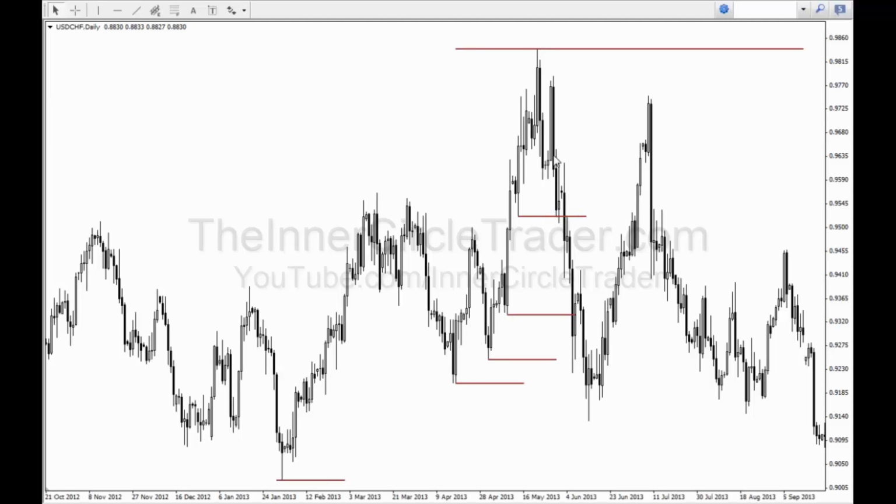This low here, price bounced off. This is pretty nice. Obviously, price came down into this low here, swept it just a little bit, and then rallied even more.